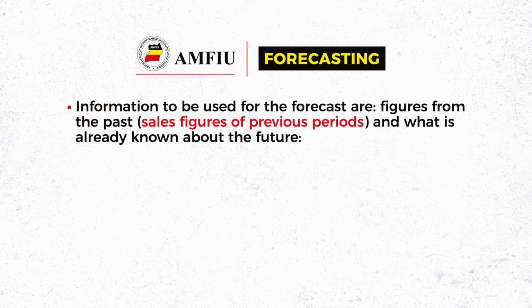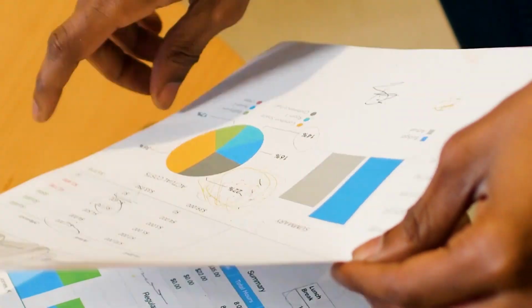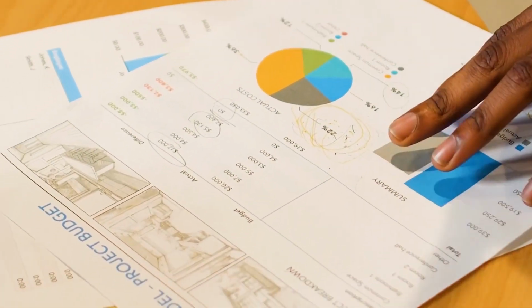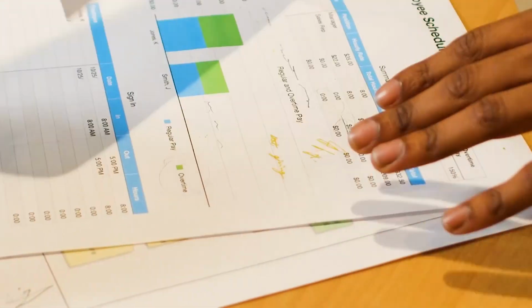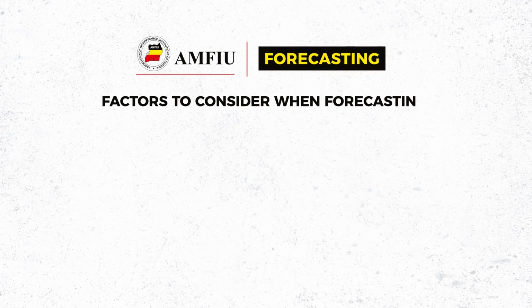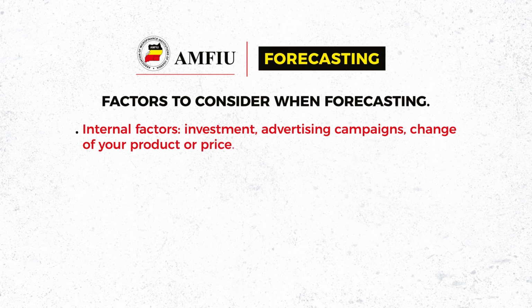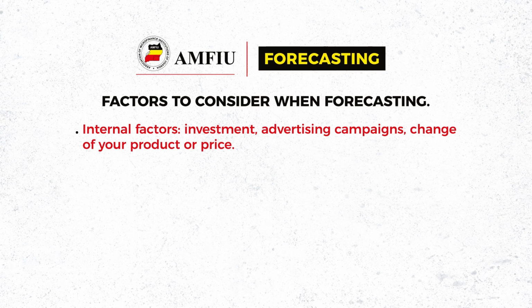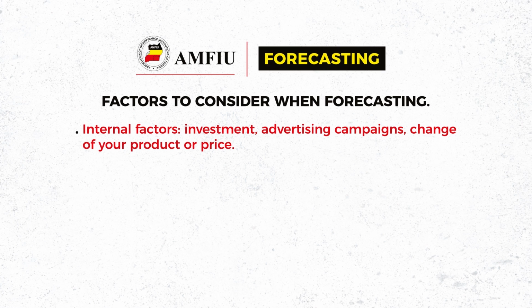There are 2 factors to consider when forecasting. You have the internal factors and the external factors. Internal factors include things like your investment plan, your advertising campaigns, the change of your product or your price. That is information that is readily available to you.